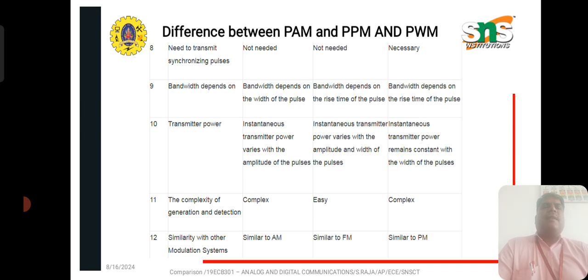Transmitted power: the instantaneous transmitter power varies with the amplitude of the pulses in PAM. The instantaneous transmitter power varies with the amplitude and width of the pulses in PWM. The instantaneous transmitted power remains constant in PPM. The complexity of generation and detection: PAM and PPM are complex in detection and generation, while PWM is somewhat simpler. Similarity with other modulation techniques: PAM is similar to AM, PWM is similar to FM, and PPM is similar to phase modulation.